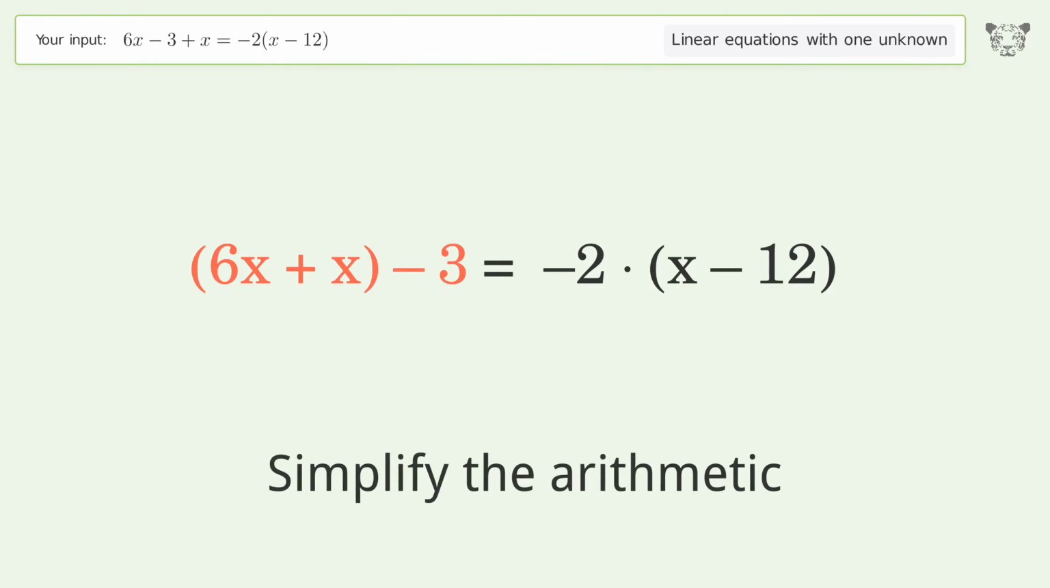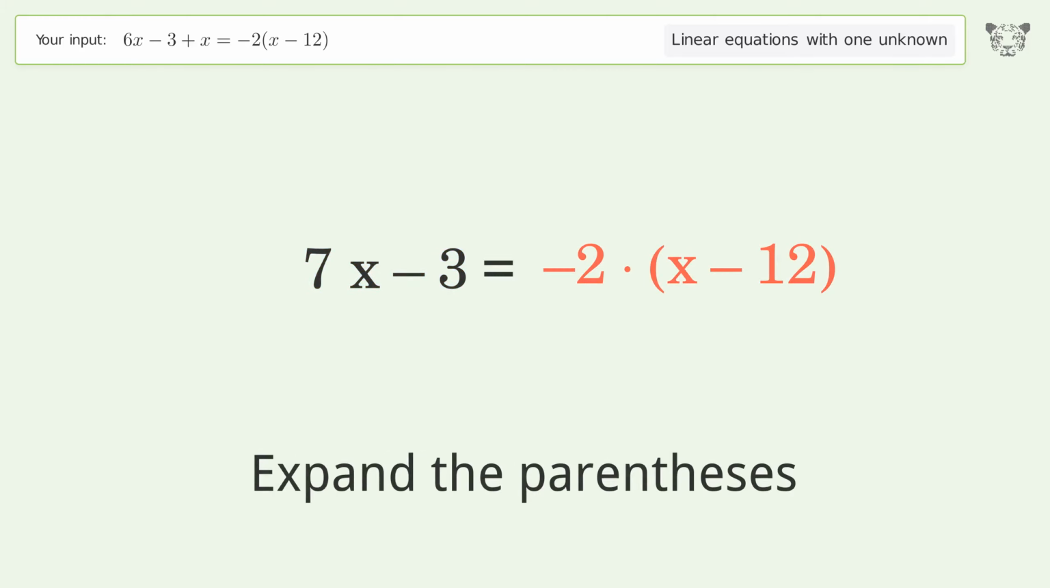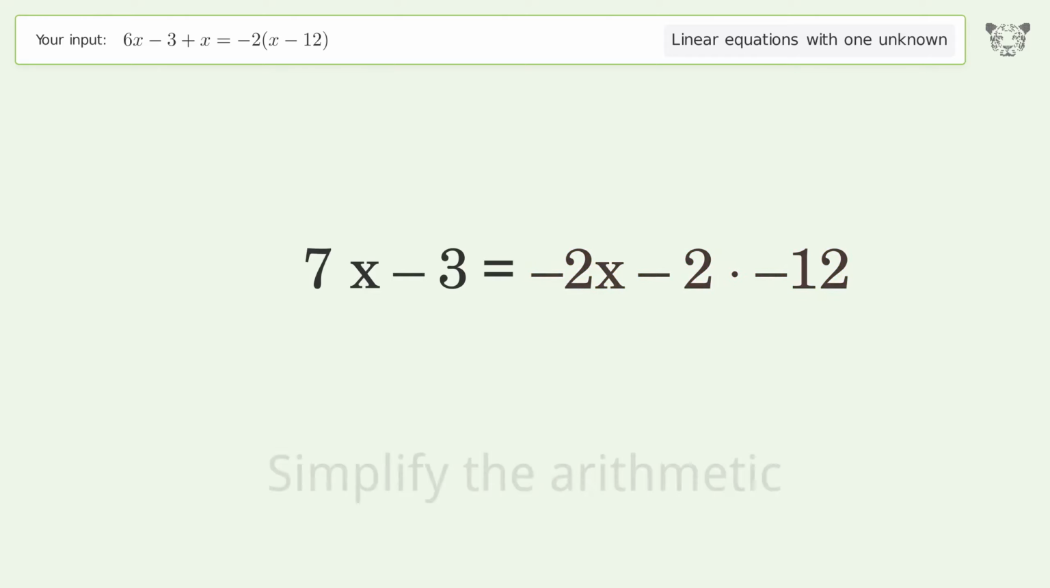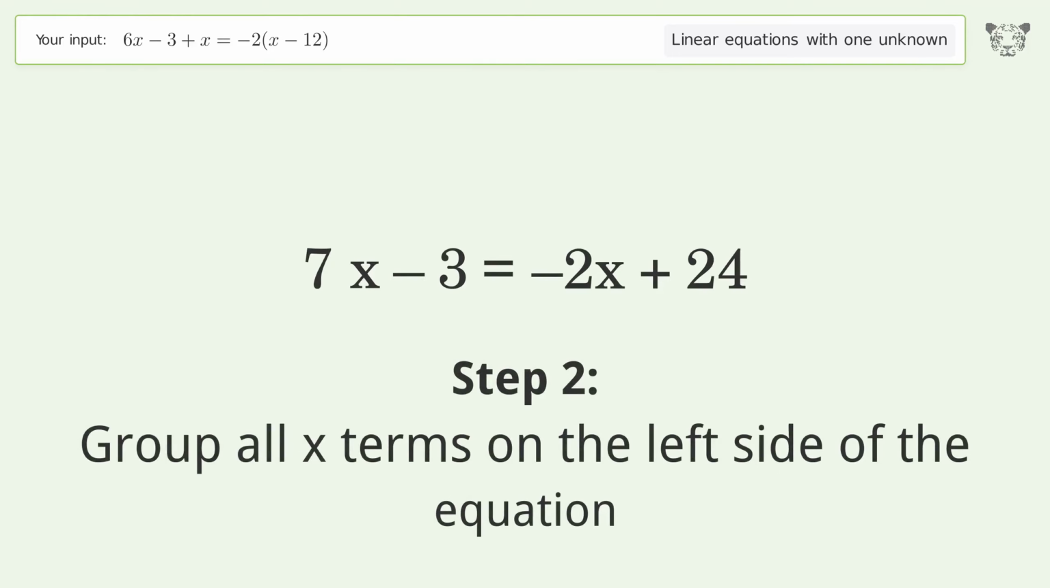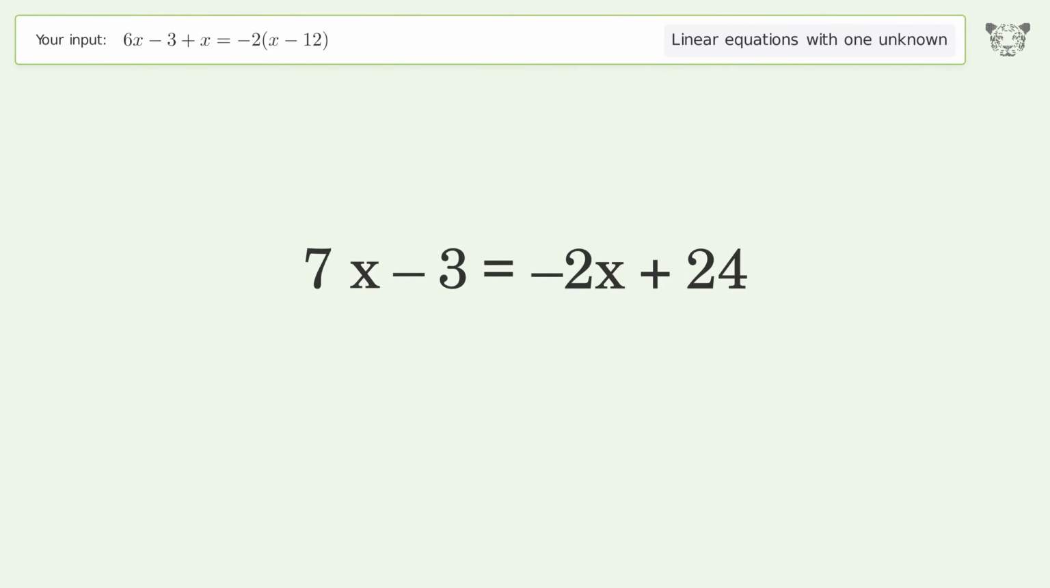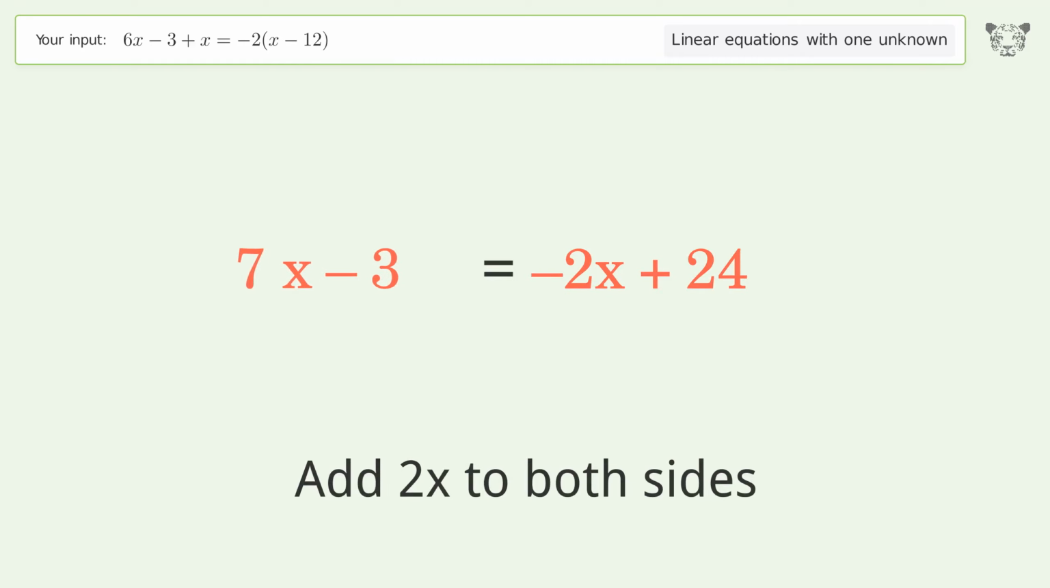Simplify the arithmetic. Expand the parentheses. Simplify the arithmetic. Group all x terms on the left side of the equation. Add 2x to both sides.